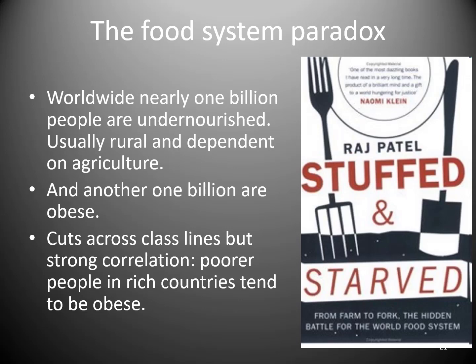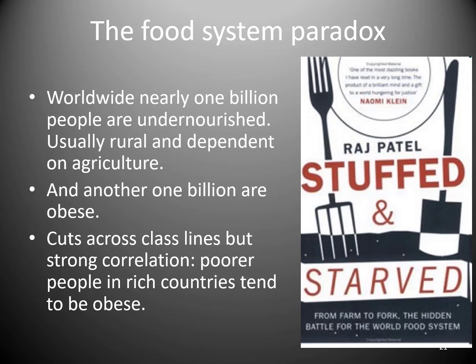Population problem. And so we have a paradox in our food system. Worldwide, nearly 1 billion people are undernourished, facing some form of malnutrition or not enough food. These are usually the people that are rural and dependent on agriculture, like the villagers we saw in the Legacy of Malthus film in India. And paradoxically, another 1 billion people globally are obese. It cuts across class lines.